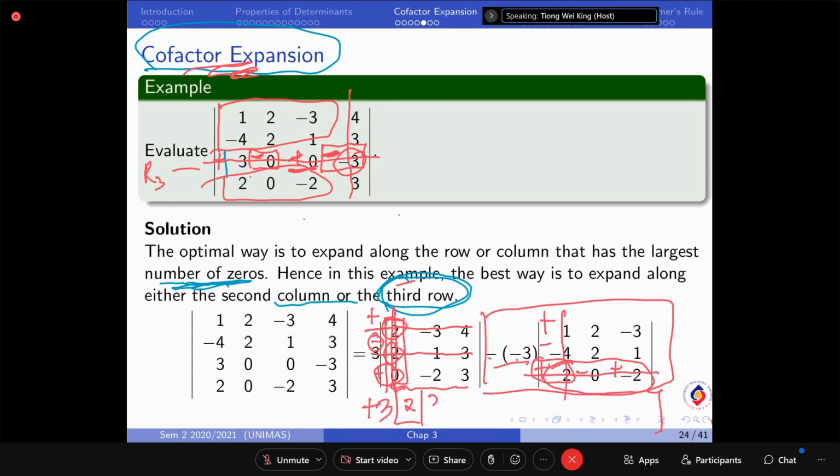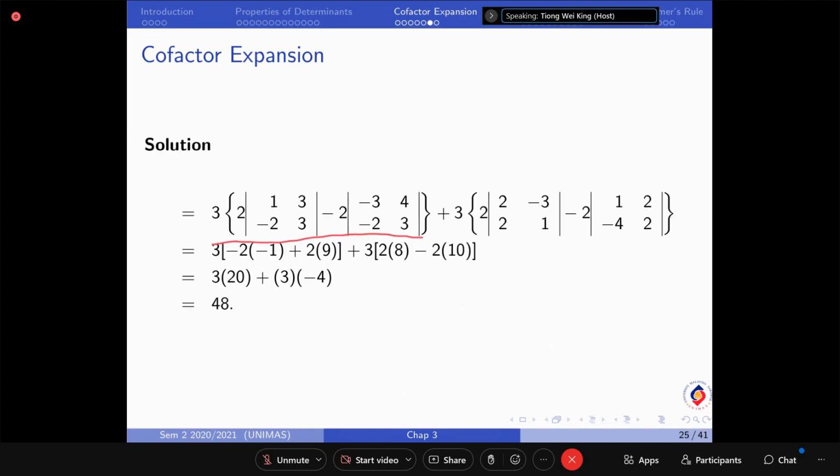You have 2, 2, negative 3, 1. And then the second one is negative 0. So 0 times anything is always 0. So you just write negative 0, or you don't write at all. And then third one is negative plus negative 2. So it's negative 2. And then delete this, you have negative 1, negative 4, 2, 2. Okay, so that's why we have the second part.